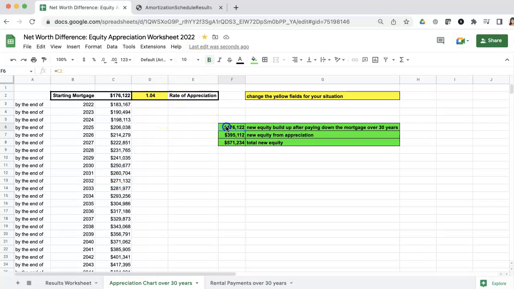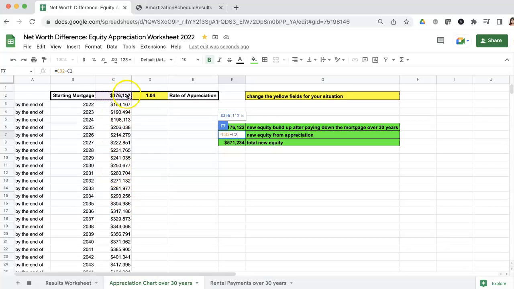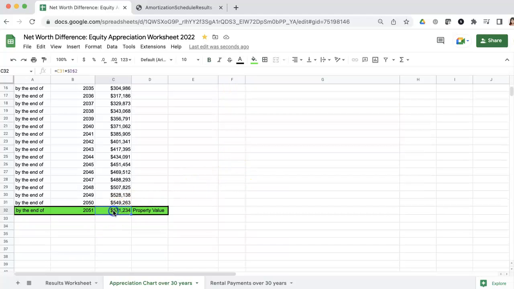And then you can see the new equity buildup is simply the starting mortgage. This is after 30 years. And the new equity from appreciation is C32 minus C2. So we go C32, so that's the property value at the end of 30 years, minus C2, the original mortgage amount. So that's the new equity from appreciation. And you add the two of them together and you get the 571,234. And of course, that should be the same number as the property value after the 30 years.